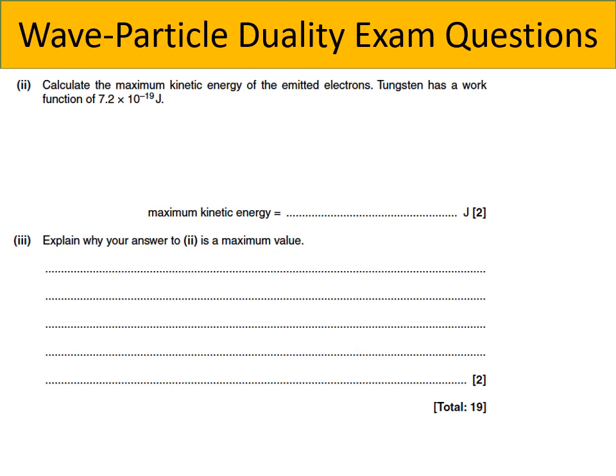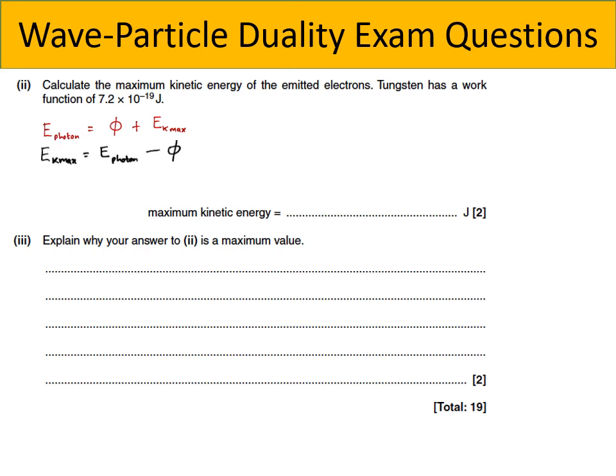Okay, part 2, we have to calculate the maximum kinetic energy of the emitted electrons. Tungsten has a work function of 7.2 times 10 to the power minus 19 joules. So this question is delving into our knowledge of the photoelectric effect. We need to remember our important equation: the energy of a photon is equal to the work function plus the maximum kinetic energy of the electrons. Now, this is, of course, Einstein's photoelectric equation.